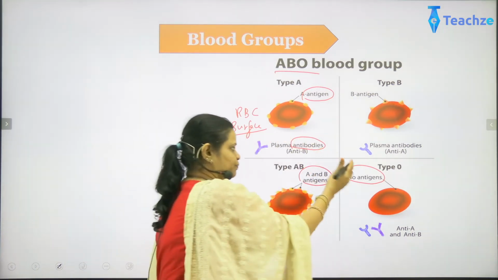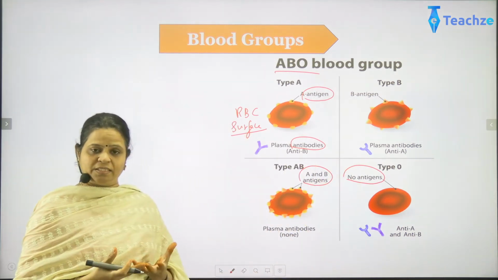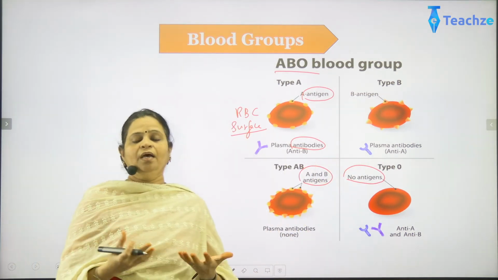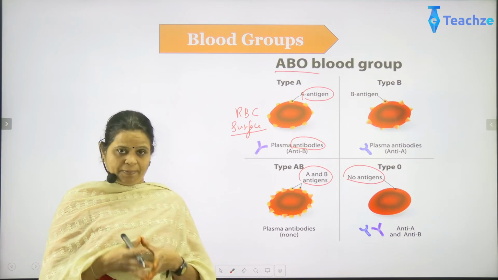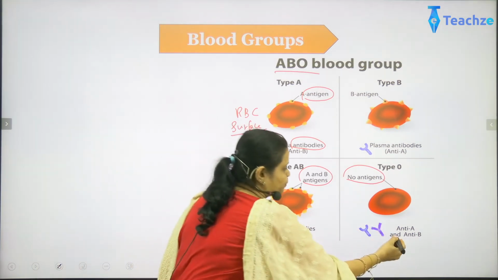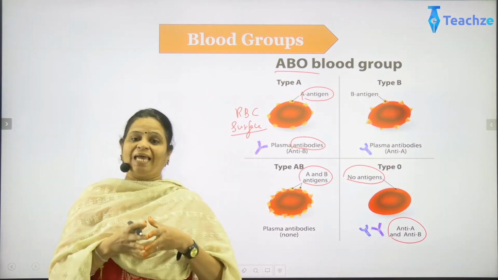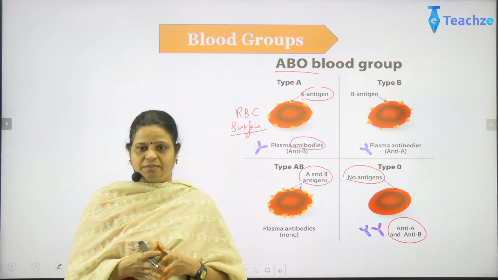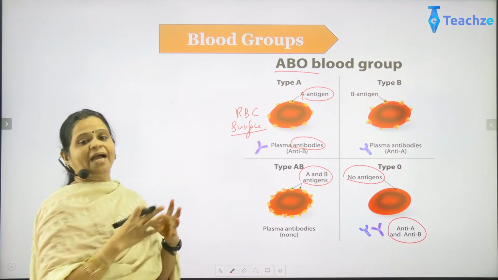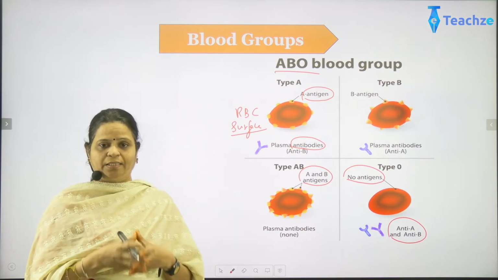Now what about O? Since it does not have any antigens, it is free to have all the antibodies in its region, that is, in the plasma. So the O blood group will have anti-A and anti-B, that is, antibodies A and B, both present. Now this is how we actually name those particular blood groups.